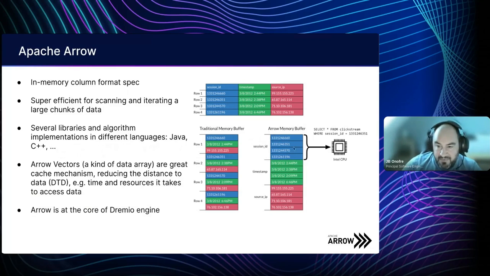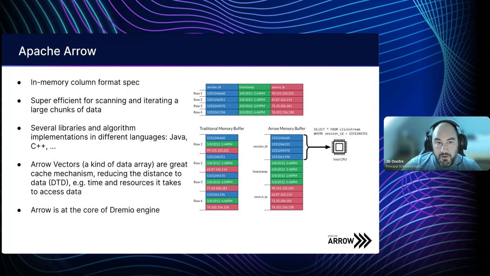So basically, this memory buffer is what we name Arrow vectors, and the good advantage of Arrow vectors in caching is that it's reducing the distance to data, so the DTD. Meaning that instead of querying the data every time, you can have a kind of caching, and you can have time and resources very optimized to request the data. Arrow is part of the core of the Dremio engine.